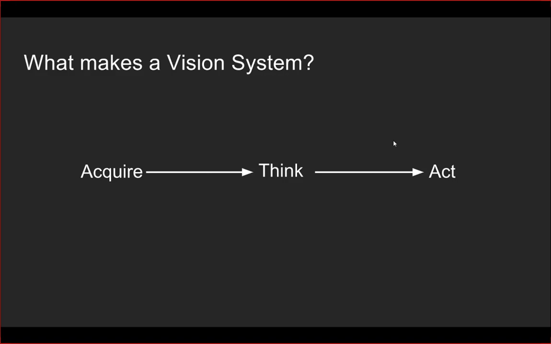I hope you can all see okay, but what makes a vision system? First, you have to get the image. That's called the acquisition stage. Then you have to think about that image a bit, and then you have to act on it. So let's dive into the first step. This is where everyone starts when they start thinking about vision tracking, and probably one of the most debated topics out of the three.